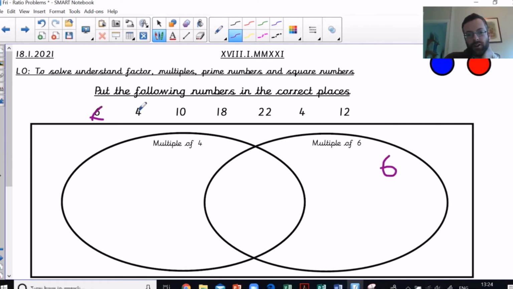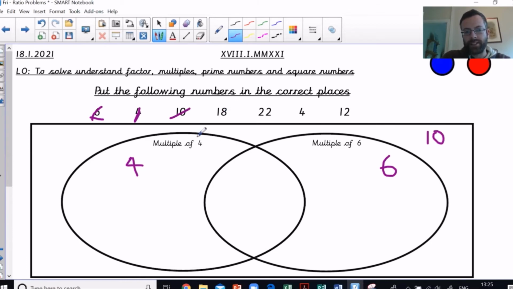Next, 4. Is it a multiple of 4? Well, yeah, it's the first one. But hang on, is it a multiple of 6? No, because the multiples of 6 start at 6. So 4 is going to go in here. Okay, next one. 10. 10 sounds like a nice number. It's probably both. No, it's not, because multiples of 4 are 4, 8, 12, which isn't 10. Multiples of 6 are 6, 12, 18, so it misses 10. So 10 is going to go in our box, but outside the circles.